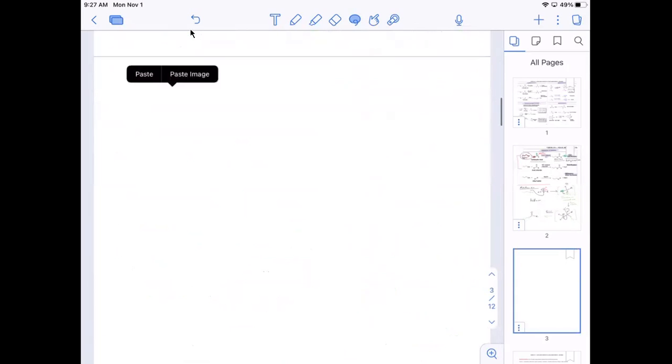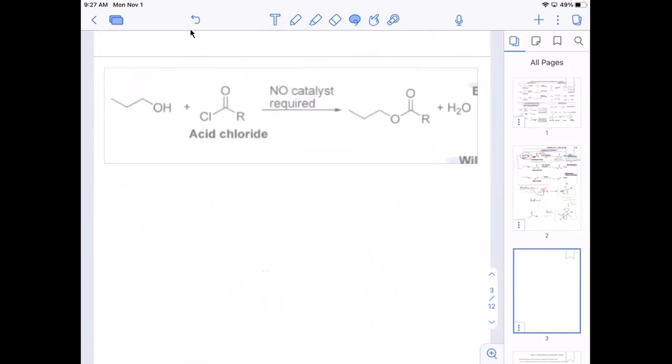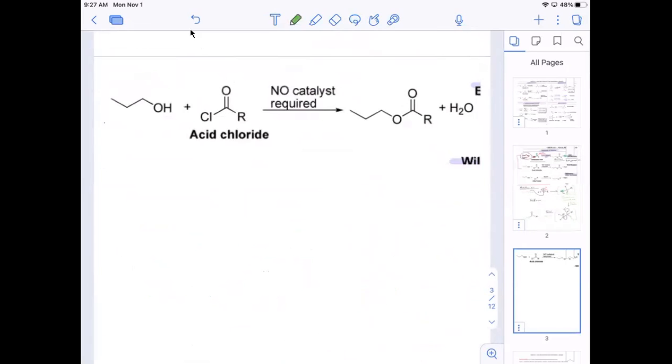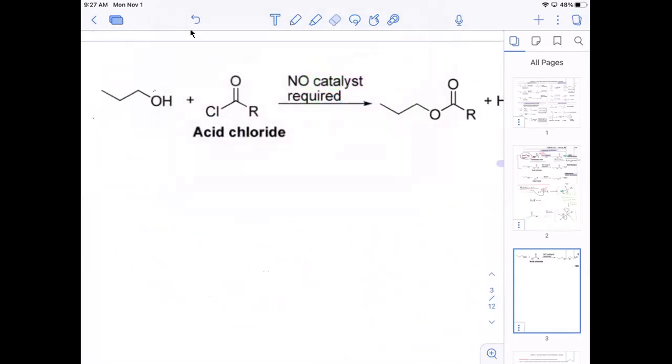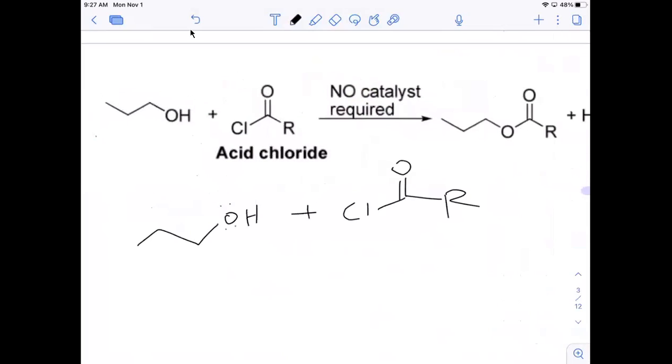So this again is also an esterification. You've got the same culprits. The only difference is now you have an alcohol, and then you have an acid chloride, which is an analog of a carboxylic acid. So the first step is the same.